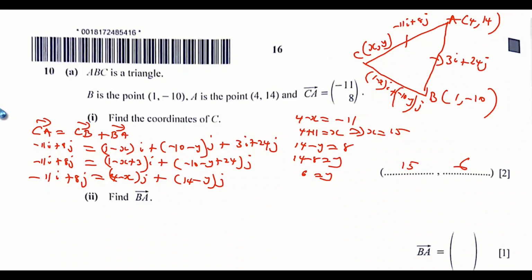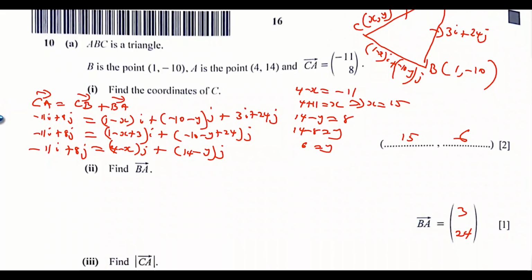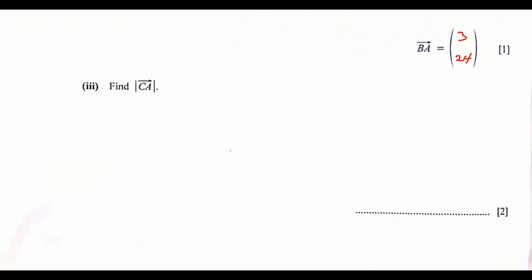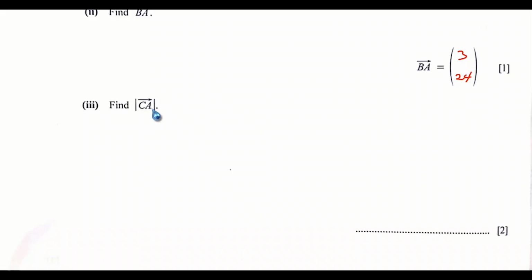Roman figure 2, find BA. BA is already here. That is 3i plus 24j, which I can write as 3, 24 here. And Roman figure 3, we are asked to find the magnitude of CA. So don't forget that CA is the same as minus 11i plus 8j.